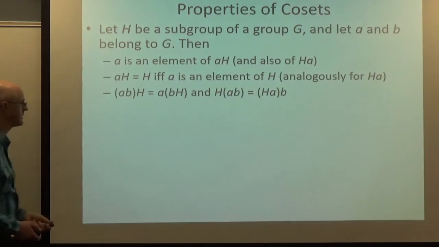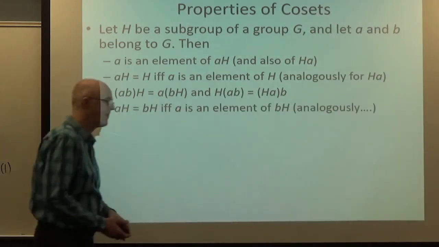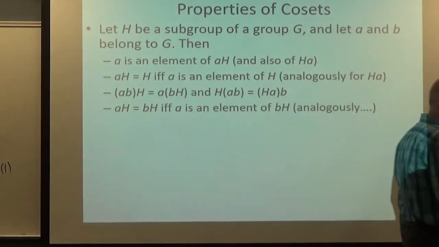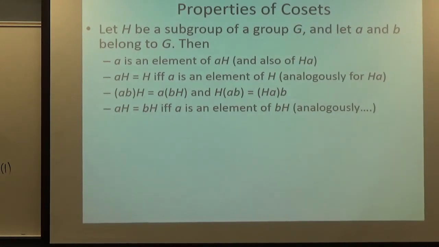Similar kind of thing holds for right cosets. AH equals BH if and only if A is an element of BH. We're about out of time. And then there's some other properties.